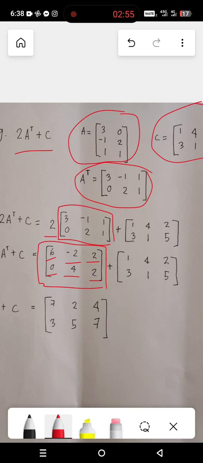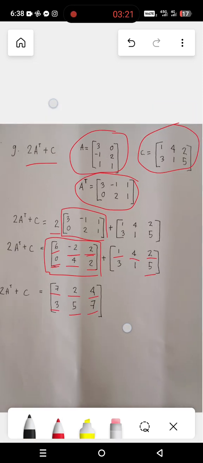So 6 plus 1 is 7. -2 plus 4 is 2. 2 plus 2 is 4. 0 plus 3 is 3. 4 plus 1 is 5. And 2 plus 5 is 7.